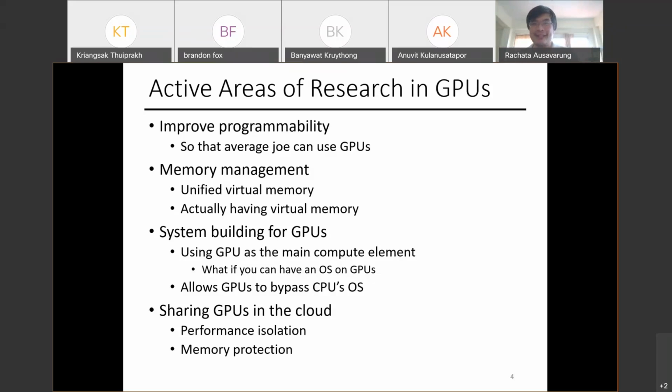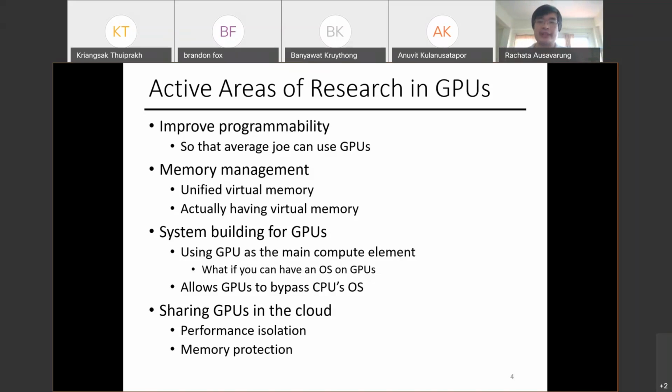The key thing is how to enable this, which kind of means that you need to go and hack the kernel and try to figure out what's the best way to support it. That would be the key innovation and the key contribution on this third bullet point, which is system building for GPUs. The last thing I also actively work on in the past 3 years, going into the future, is how to share the GPU in the cloud.